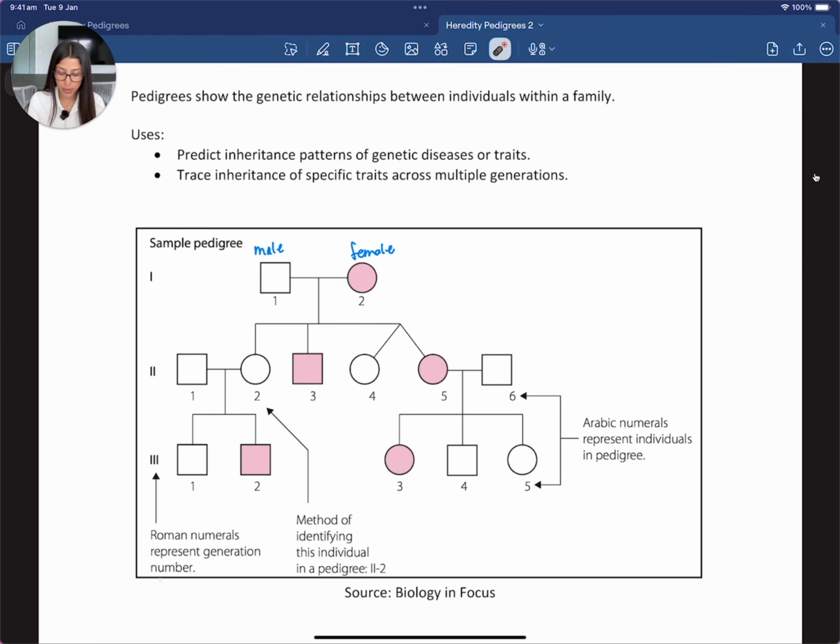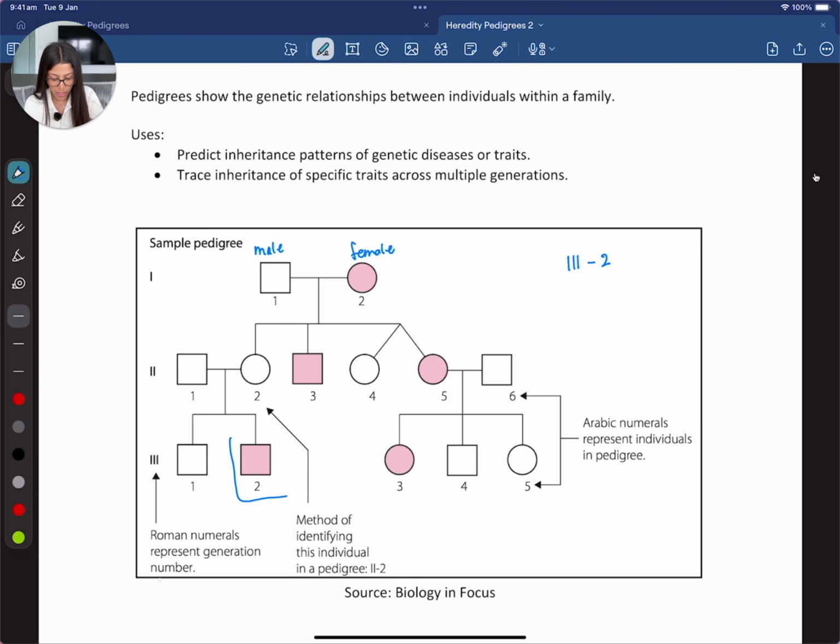Another thing that pedigrees will include on the side are these generation numbers. These generations can be used if I'm trying to refer to some individuals. So if I wrote in Roman numerals the number 3 and then a 2, that means I'm referring to this individual here in the third generation and then the second one.